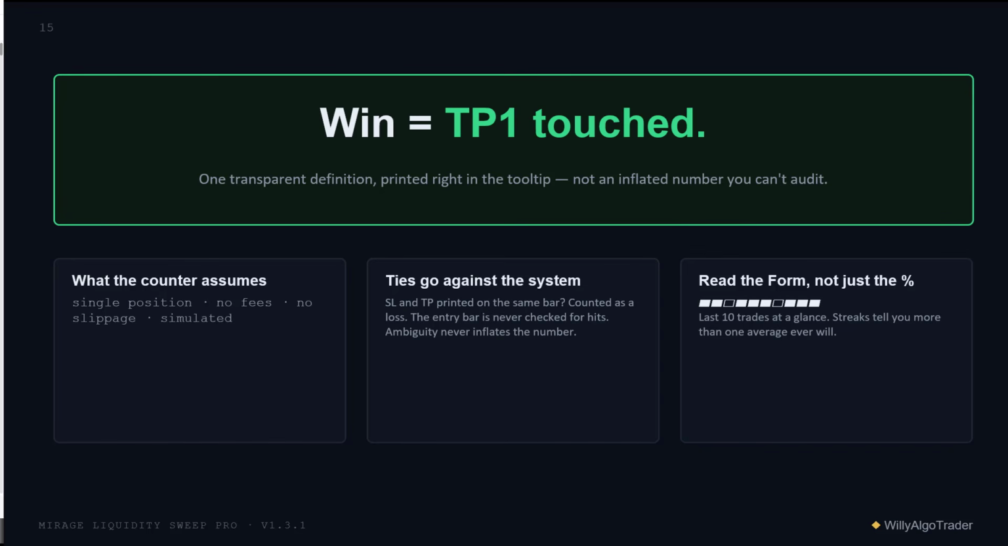And I have to be honest about those stats because this is where most indicators lie to your face. In Mirage, a trade counts as a win the moment TP1 is touched, 1R. A trade that hits TP1 and then reverses back to break even still goes in the win column. I'm telling you that openly because it changes how you read the number. It's a transparent definition, not an inflated one. And the stats are simulated on your loaded history. Single position, no fees, no slippage. It is not a broker accurate backtest, and I won't pretend it is.